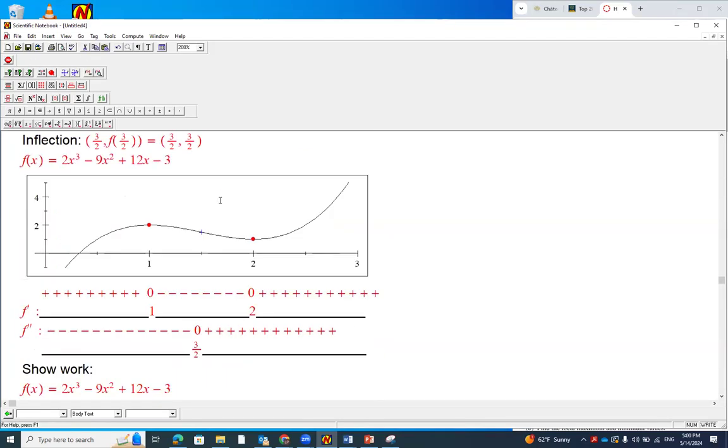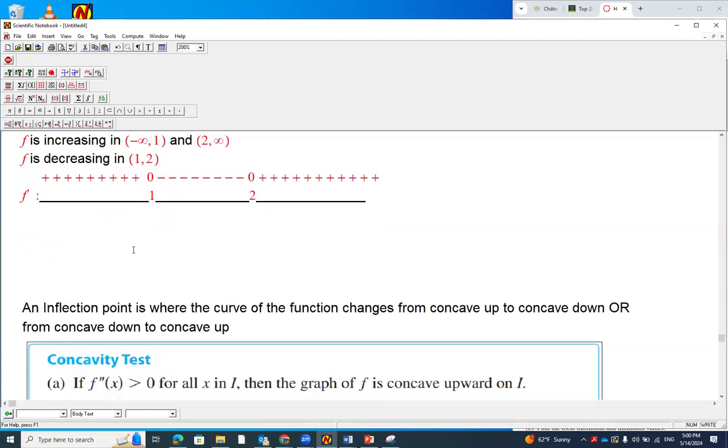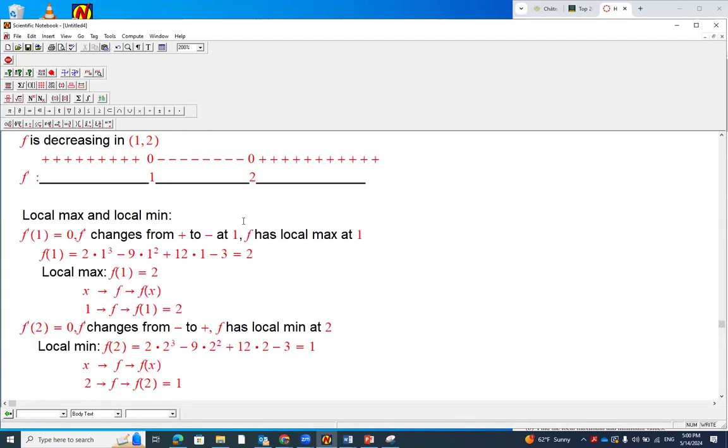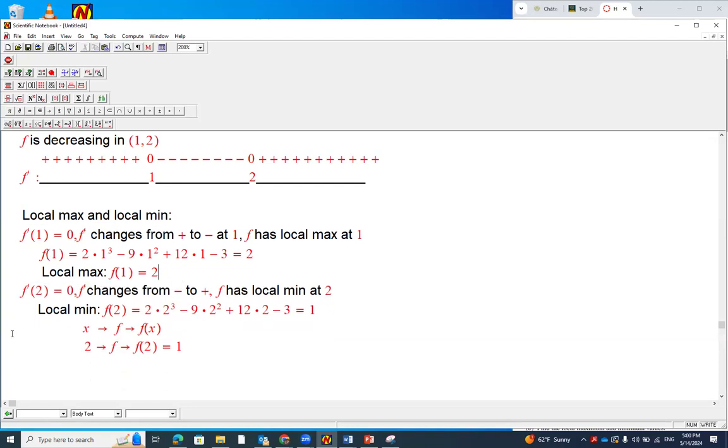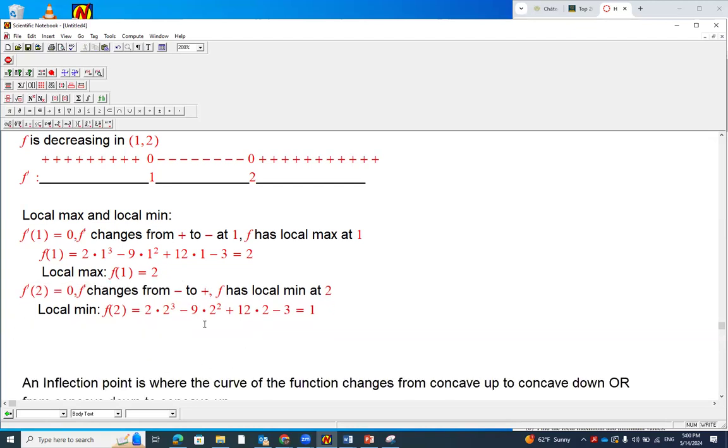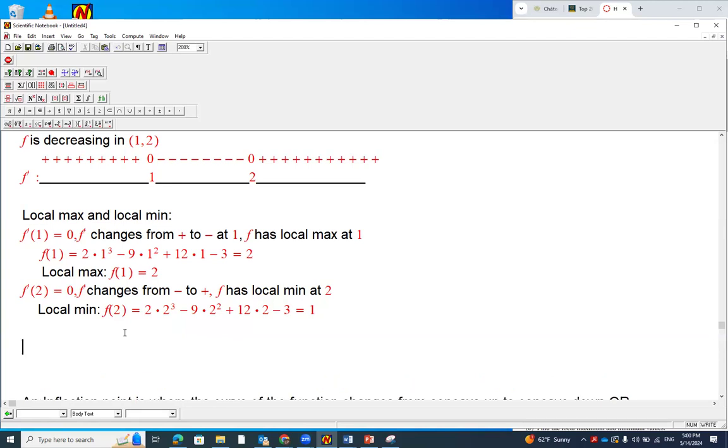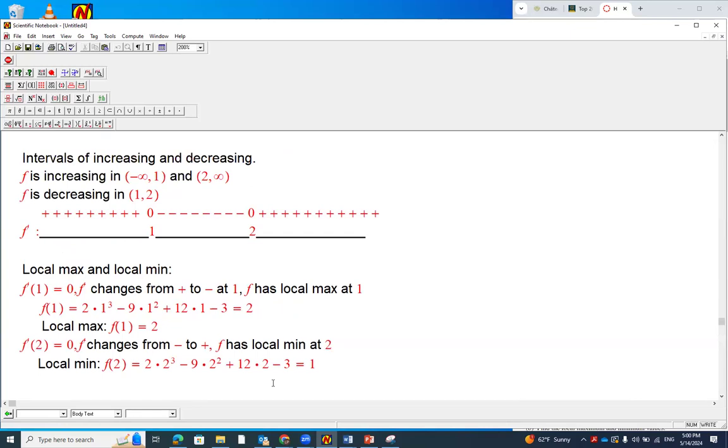You bring that over to here. Okay, so you're going to tell the reader about your local max, local min. Do you need this? No. You don't need that. That's just for your understanding. Okay, local max, local min, done.